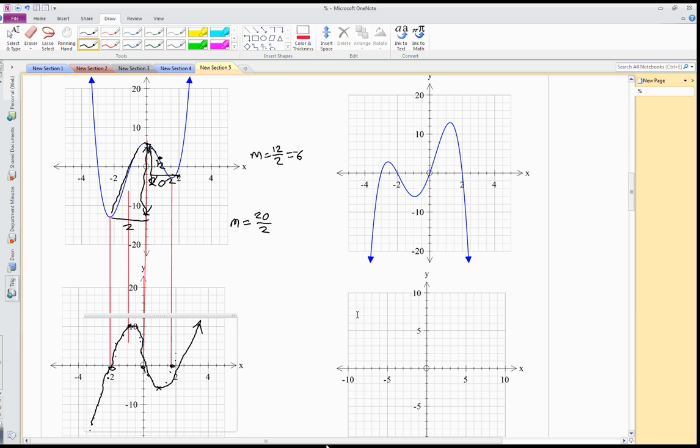Right, on to our next one. Again, what we look for is our turning points. And our turning points are where the gradient is going to be 0. So there's our first turning point.